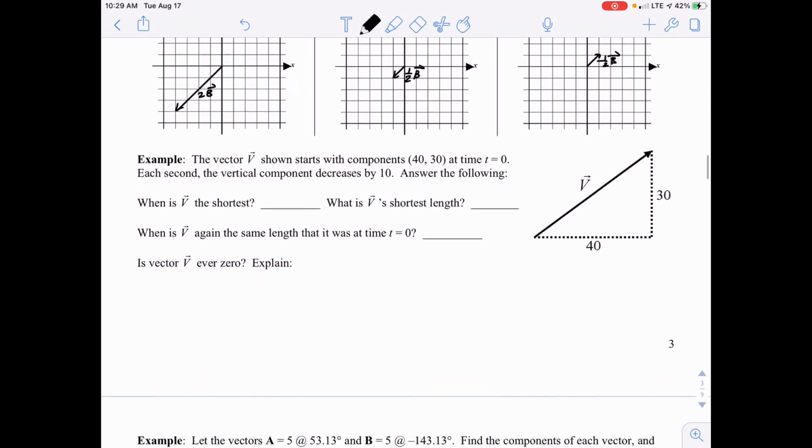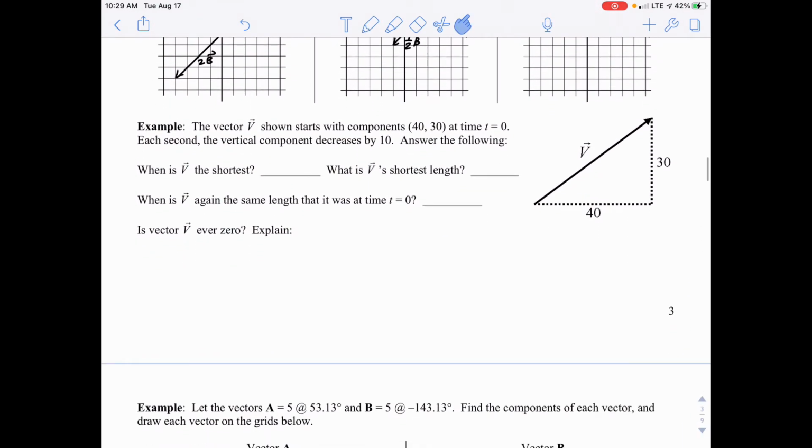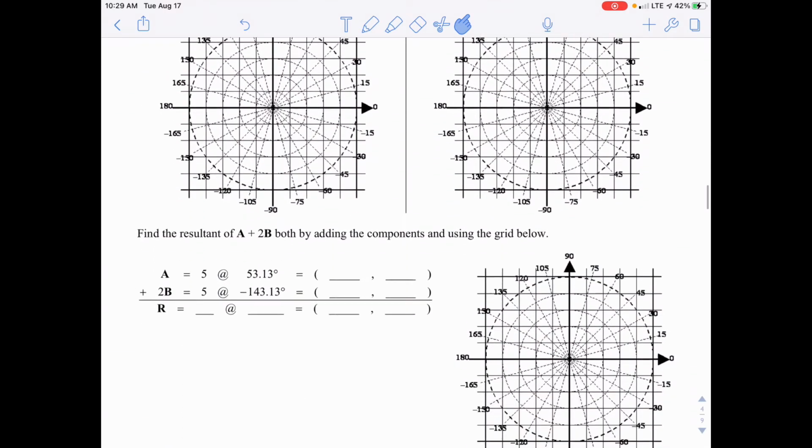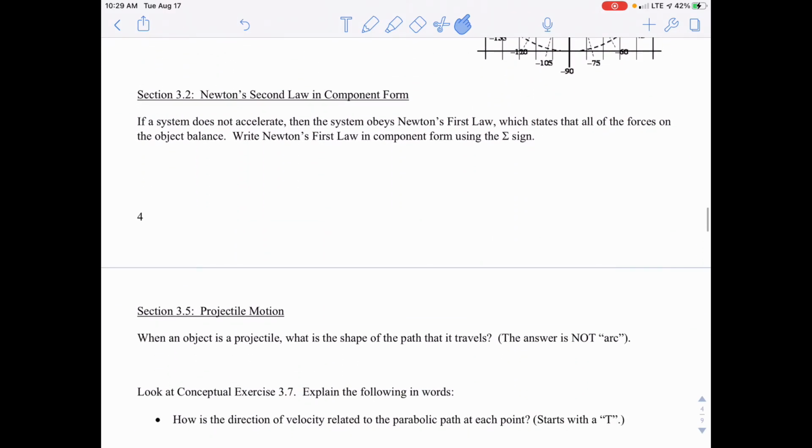Okay, go ahead and skip the examples for now, and let's move to section 3.2.